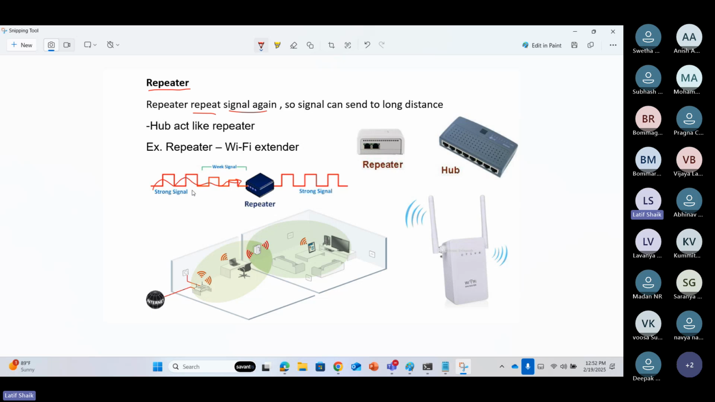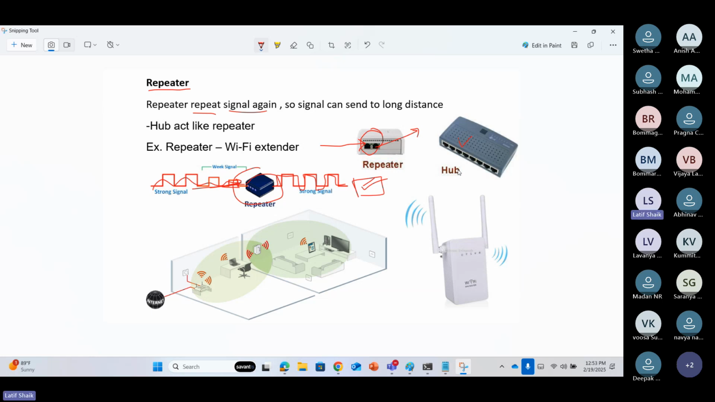After a certain distance, the signal becomes weaker. But I still want to communicate and reach a certain distance. So I use a repeater, which restructures the signal, so we receive the proper signal here. This is how the repeater works. One cable is incoming on one side, and this is a repeater. Sometimes you can use a hub as a repeater also.